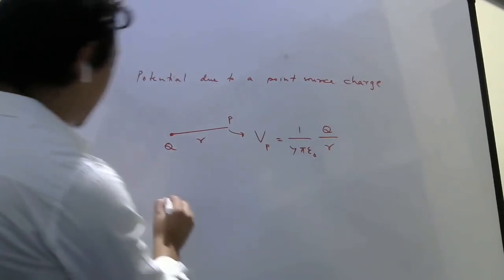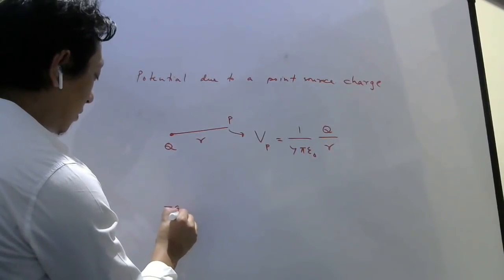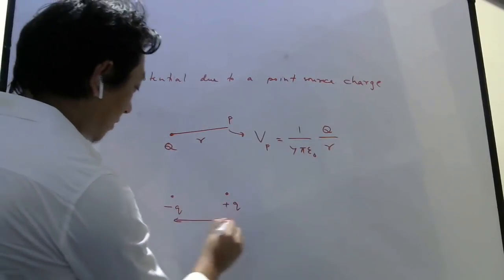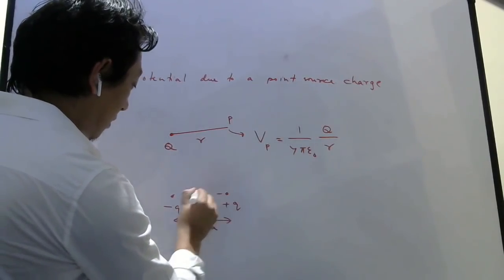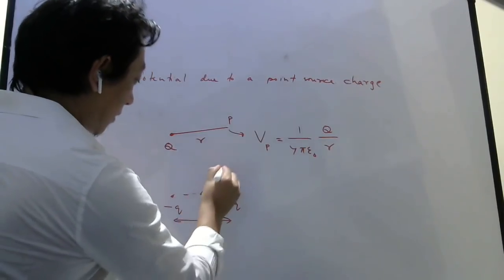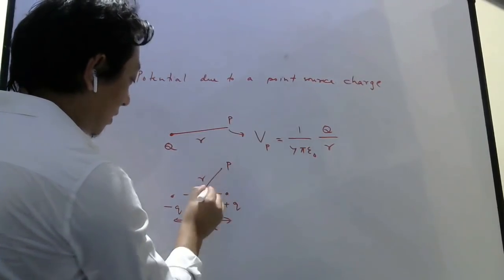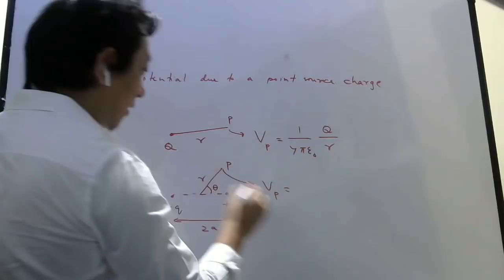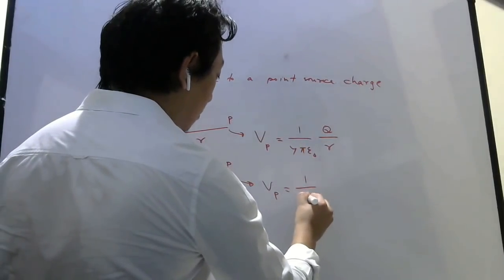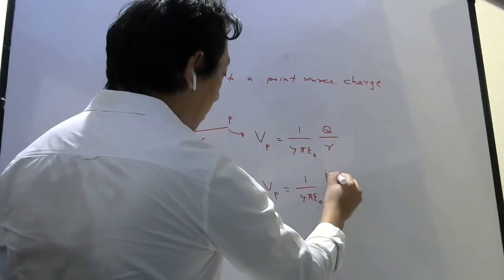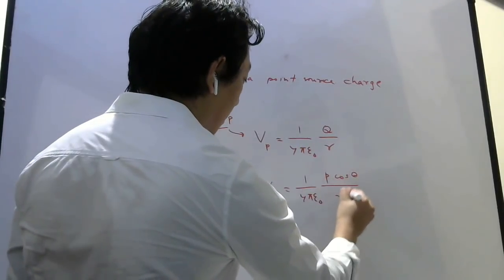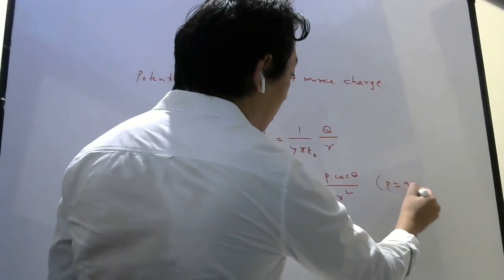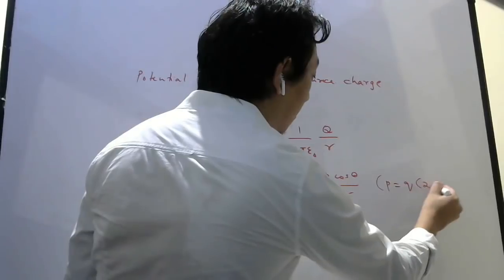And then for a dipole, if you have minus Q charge and plus Q charge separated by some distance 2a, and from the center, at a distance r at some angle theta, if you want to know the potential here, then it was 1 by 4 pi epsilon naught p cos theta by r square. P was your dipole moment, which is charge into the distance between them.